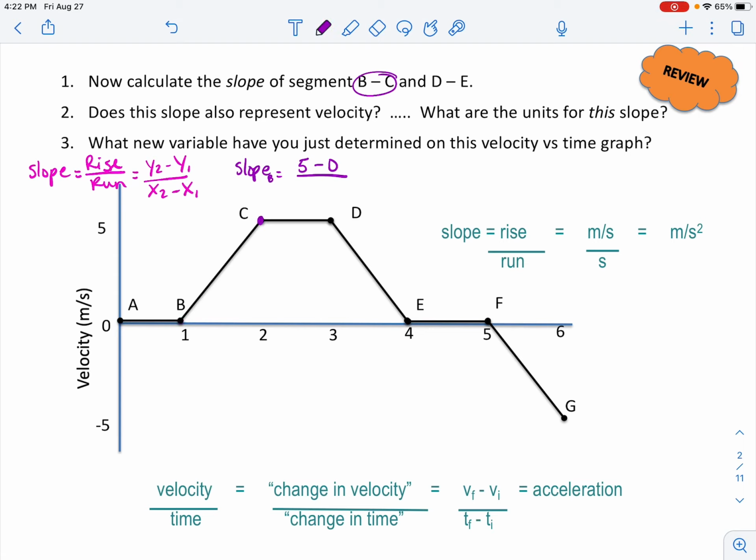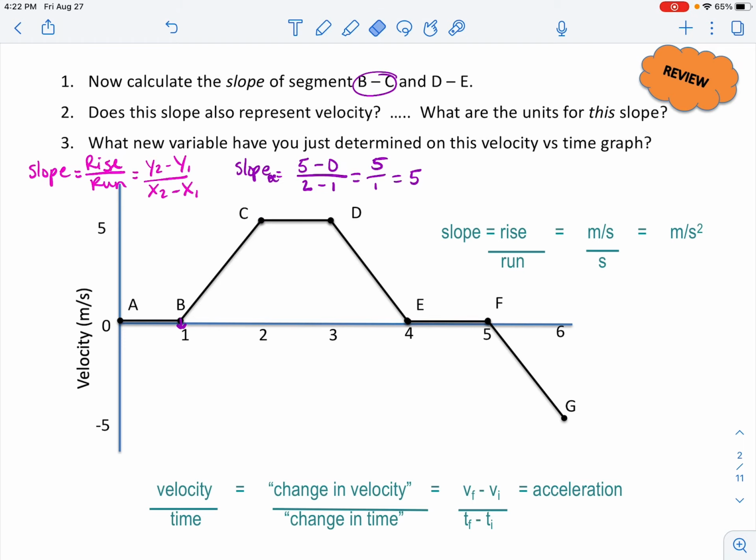Please be careful. At point C, we do have a value of 2 seconds, but this segment did not start at 0 seconds. Point B started at the 1 second mark, okay? So always pay attention to the details. So the slope value for segment BC is going to be 5.